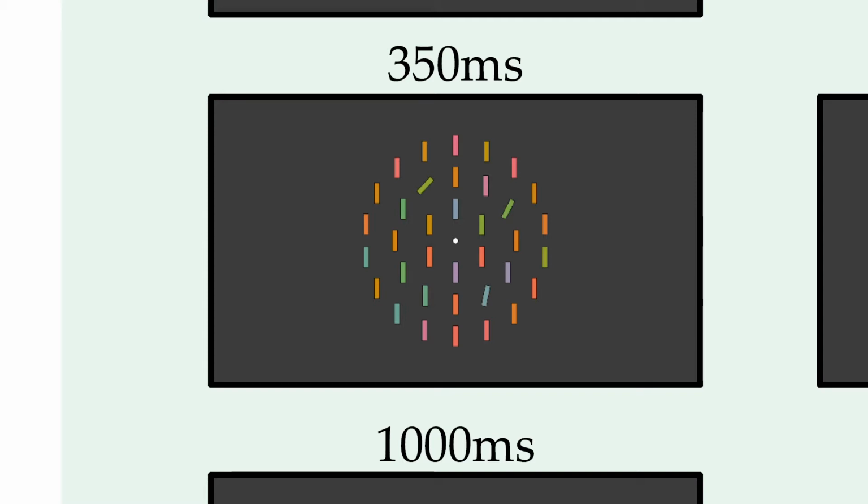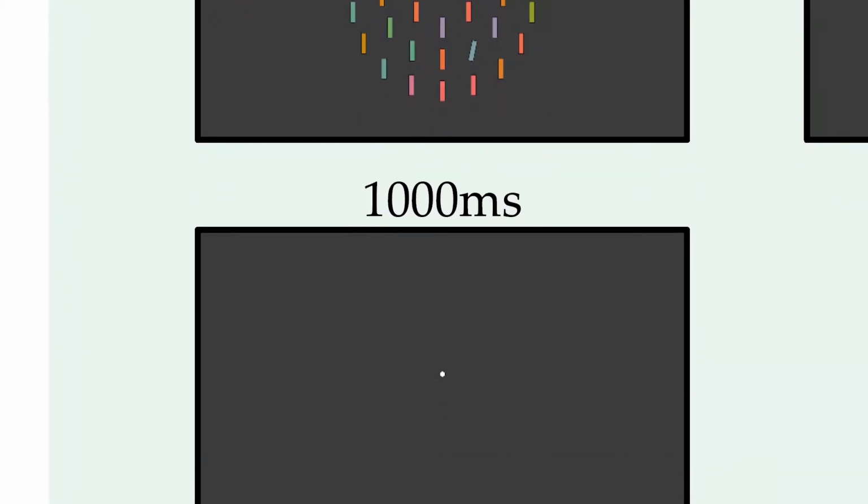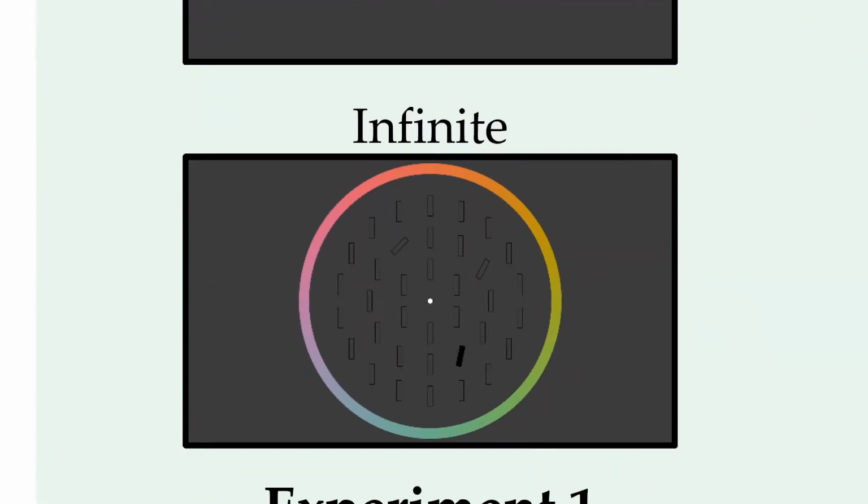This display was presented for 350 milliseconds. The response display was composed of placeholders for the bars. Participants had to recall the color of the filled placeholder. We used placeholders to lower the risk of swap errors.